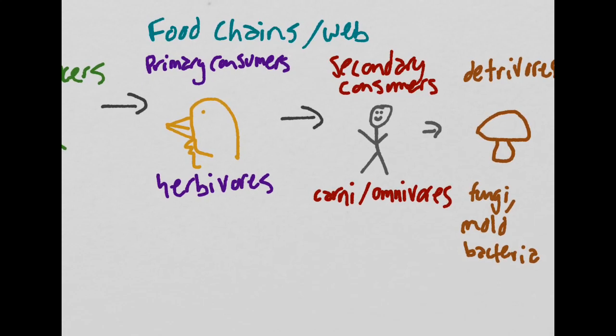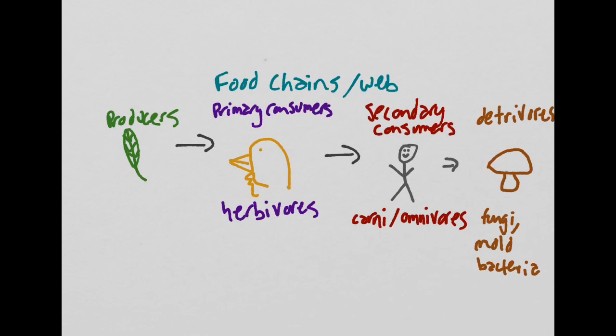Now, if that's not enough for you, let's talk about food webs. These are even more complex because they take into account that different animals might feed on multiple levels. So the first order consumers might feed multiple things. The first order consumers, or primary consumers, will feed the secondary consumers. Also, when they die, if they are not consumed by secondary consumers, the detritivores will eat them.